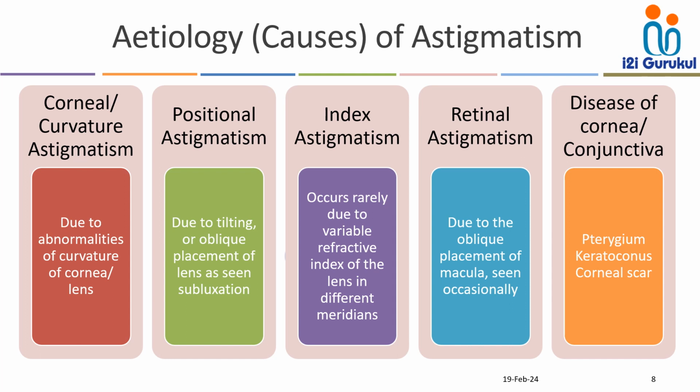The second one is positional astigmatism. This is due to the tilting or oblique placement of the crystalline lens, as seen in subluxation of the crystalline lens. The third one is index astigmatism. It occurs rarely due to the variable refractive index of the lens in different meridians. The next one is retinal astigmatism. This is due to the oblique placement of the macula, seen occasionally. And the last one is disease of the conjunctiva or cornea, for example pterygium, keratoconus, corneal scar. These can cause astigmatism.